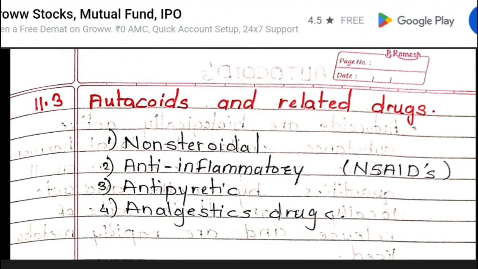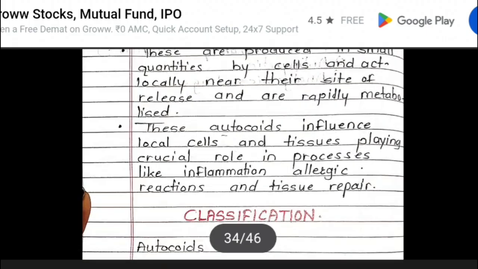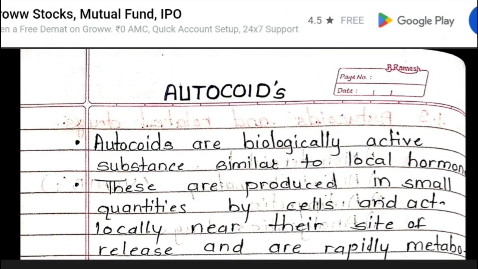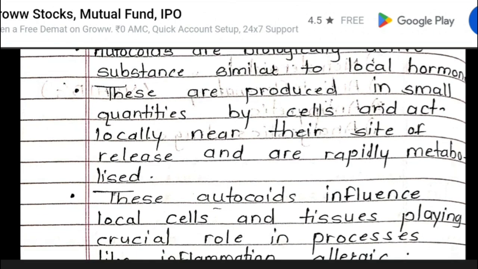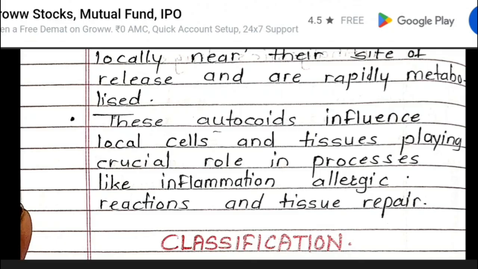Autocoids, unrelated drugs, non-steroidal anti-inflammatory, antipyretic analgesic drugs. Autocoids are biologically active substances similar to local hormones. These are produced in small quantities by cells, acting locally near their sites of release, and are rapidly metabolized. These autocoids influence the local cells and tissues, playing a crucial role in processes like inflammation, allergic reactions, and tissue repair.